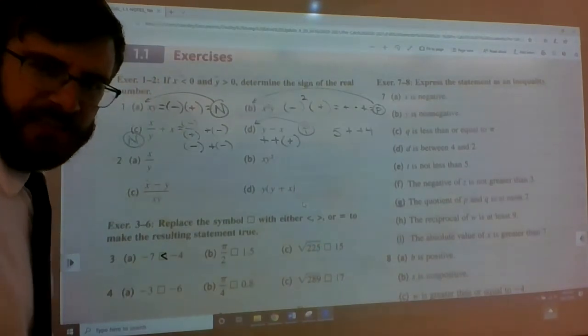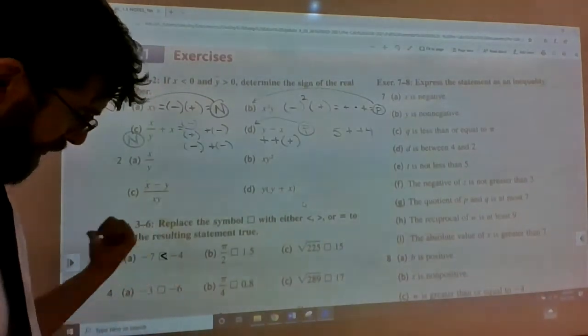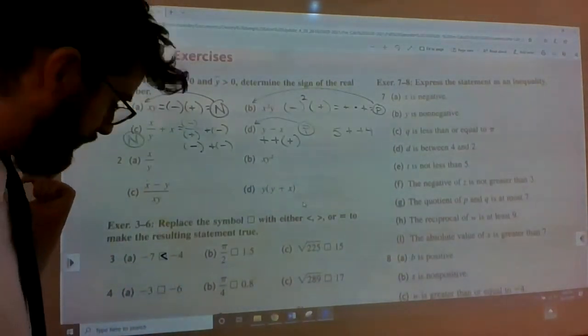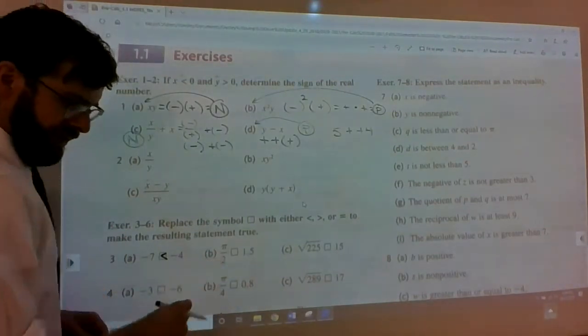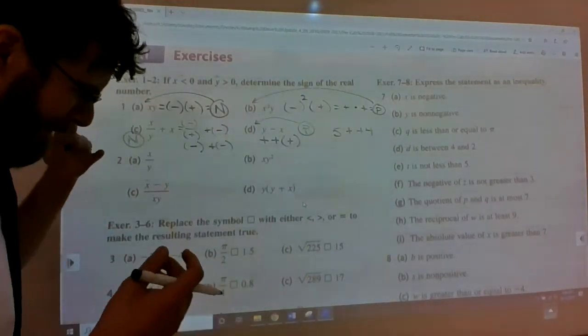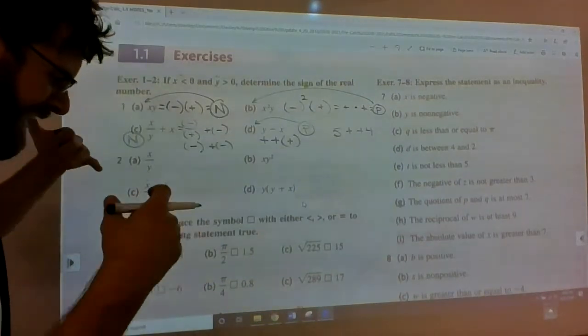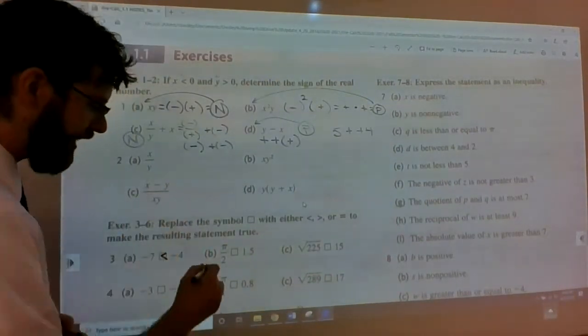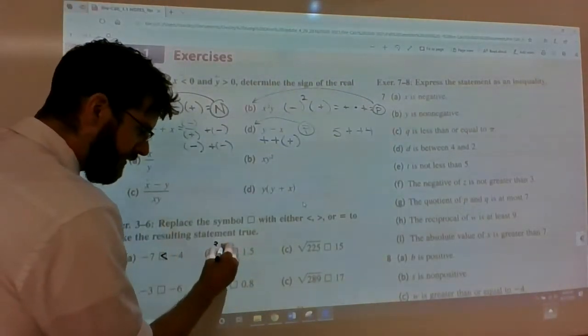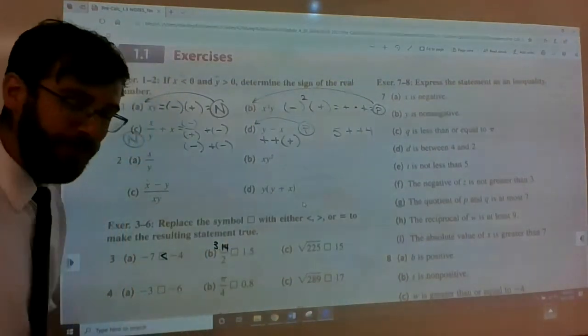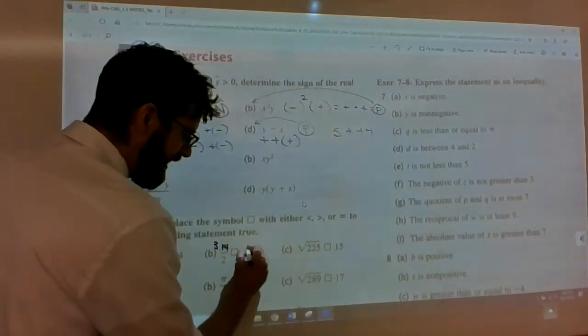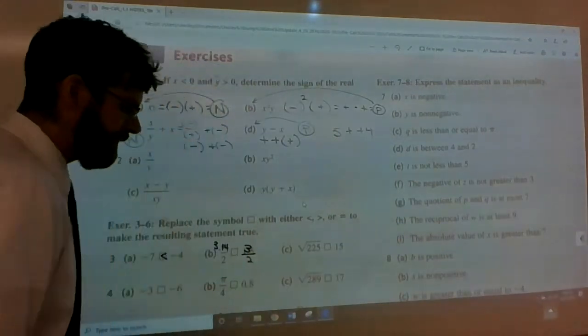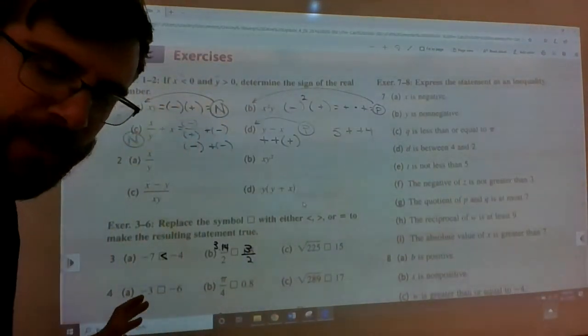Negative 7 is definitely smaller than negative 4. The further you go left on the number line, the smaller the numbers. This was really cool. We talked about it in class. Again, pi is approximately 3.14, and 1.5 is exactly 3 over 2. That makes it really easy when you look at it from that perspective.